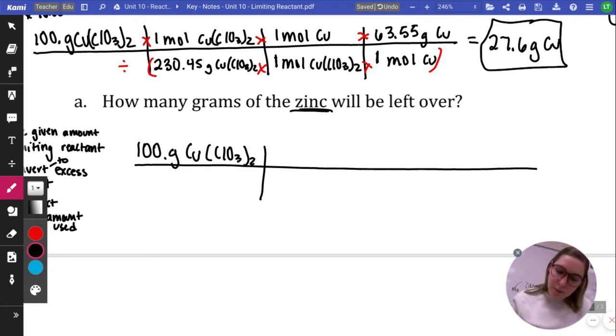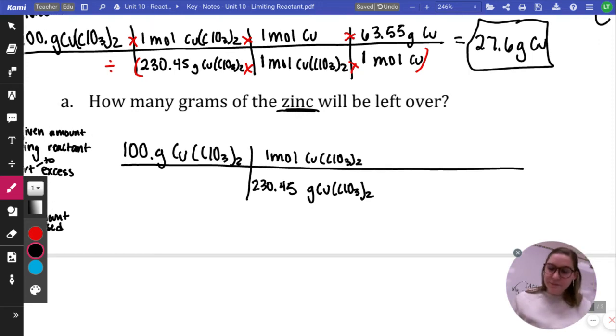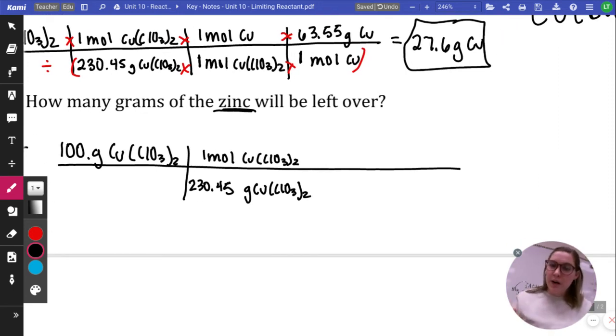So grams of copper chlorate is not what I want, so I'm going to go ahead and drop it low, and use my molar mass to get to moles. I already solved for it, so I'm just plugging in my molar mass from my previous problem, which is 230.45. And I know that my molar mass is equal to 1 mole of copper chlorate. I want to know how much zinc I use, so I'm going to convert that to zinc using a mole to mole ratio.